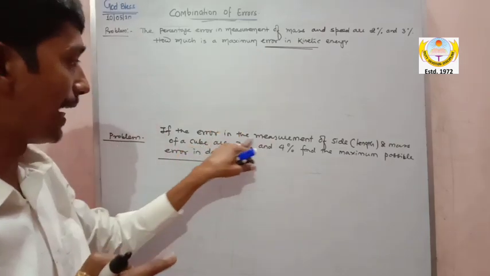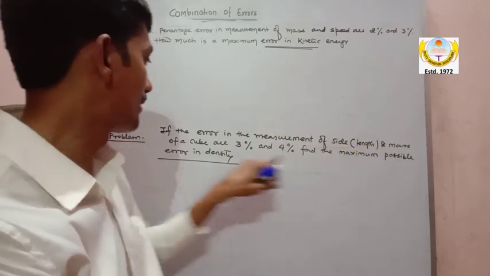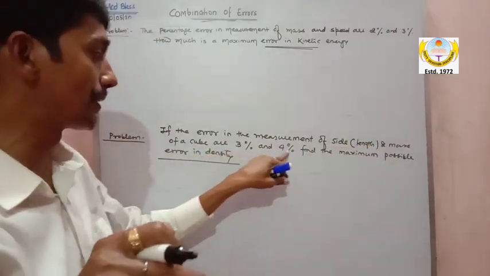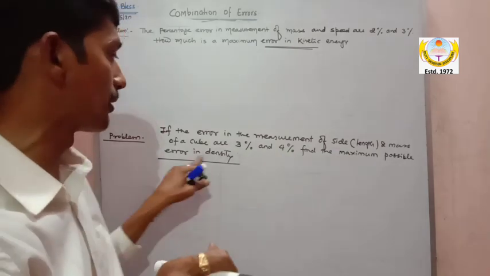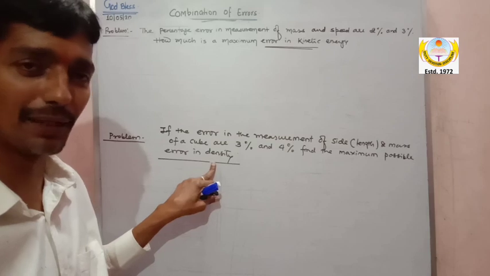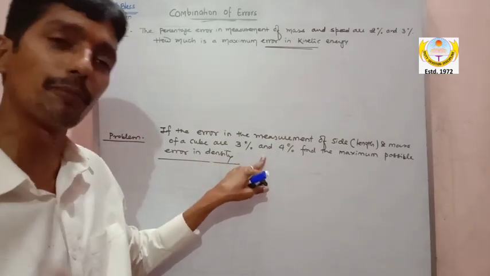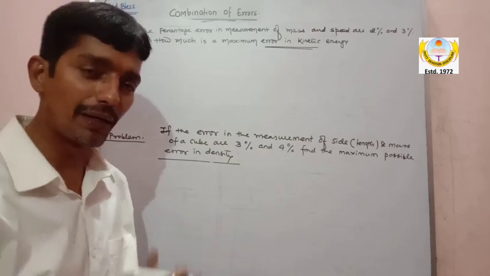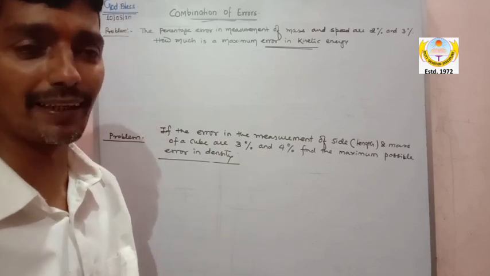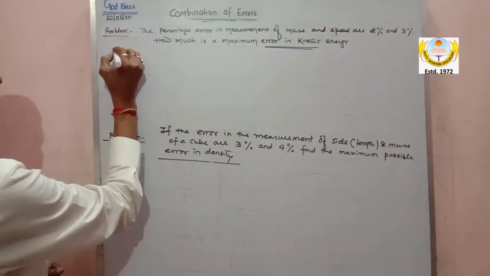Next sum. If the errors in the measurement of side, meaning length, and mass of a cube are 3% and 4%, find the maximum possible error in density. I hope it is clear, my dear. Again, the maximum possible error in density, sir, in terms of what? In terms of percentage error. So very simple, my dear. And what is percentage error? Relative error multiplied by 100%. So here first I will write down the formula, my dear.